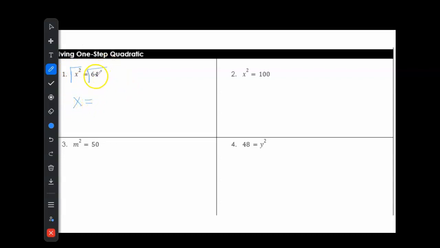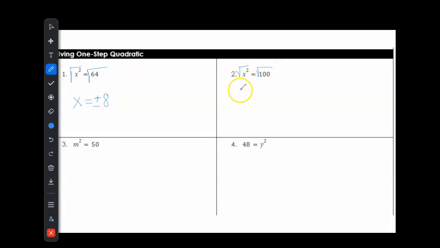The square root of 64 is a number we know. It's 8. But we need to make it plus or minus 8. That's what that symbol means. Plus 8 or minus 8. So 8 times 8 makes 64. Negative 8 times negative 8 also makes 64. So we need to have both answers.